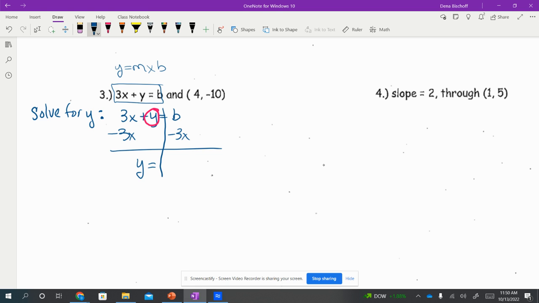So y equals -3x plus b. So what is my slope?